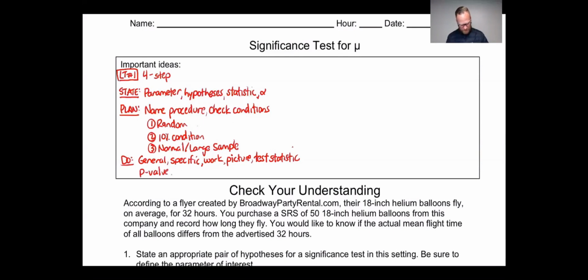And then the final step here is the conclusion. And hopefully at this point, you're getting fairly comfortable with your conclusion. You want to start by interpreting the p-value. And then your second sentence, you're going to make a decision, followed by a conclusion about the alternative hypothesis. So that takes care of the first learning target.